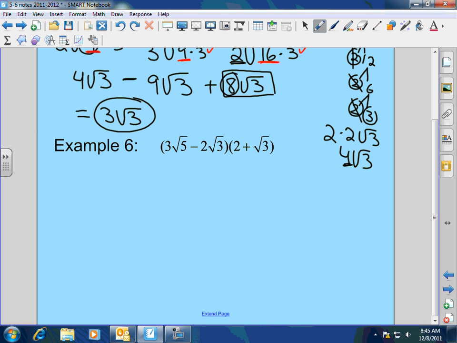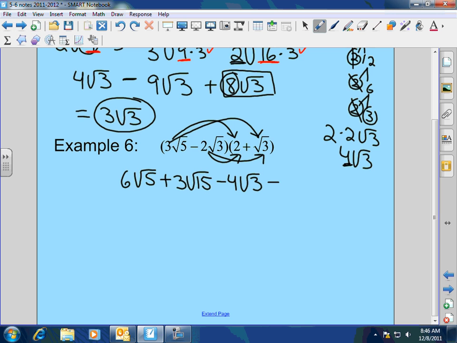Now when we're multiplying, we're going to multiply as if they were variables as well. We're going to go ahead and FOIL. So 3 radical 5 times 2 is 6 radical 5, plus 3 radical 15, minus 4 radical 3, minus 2 radical 3.